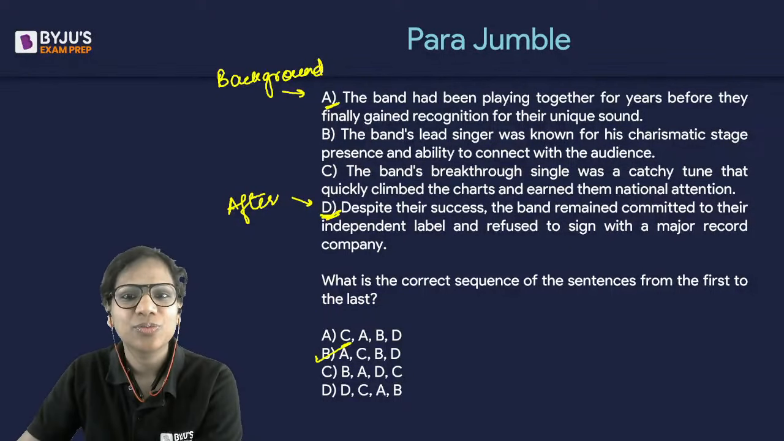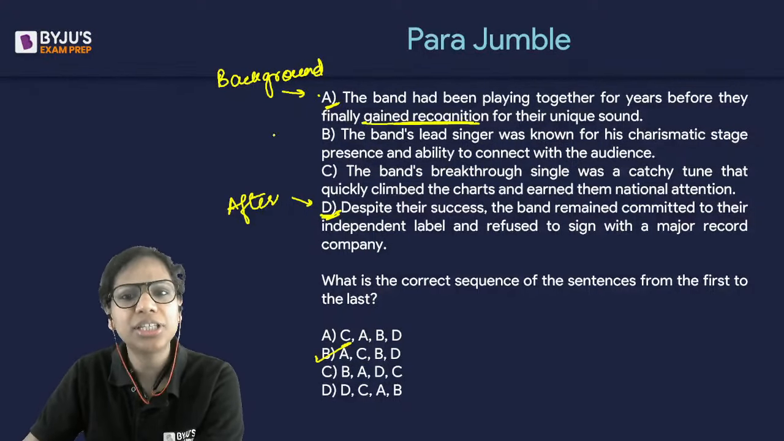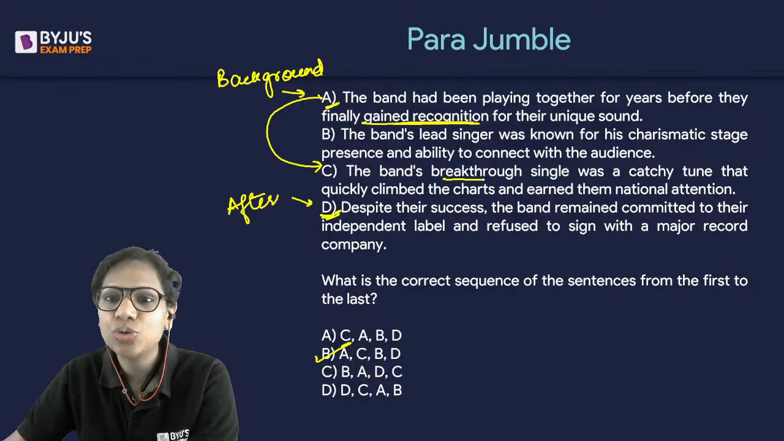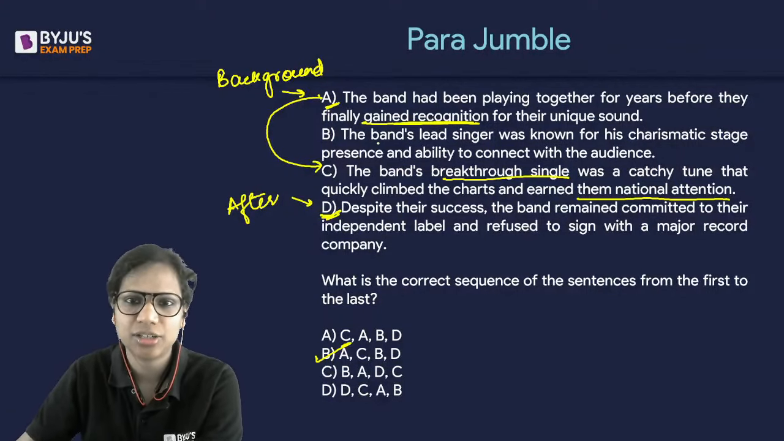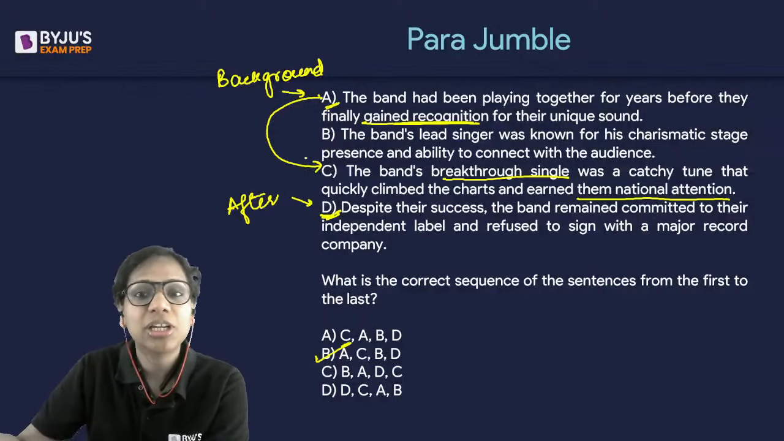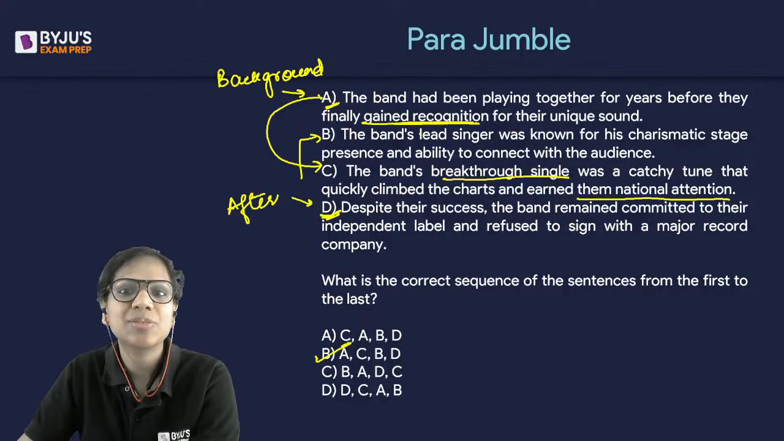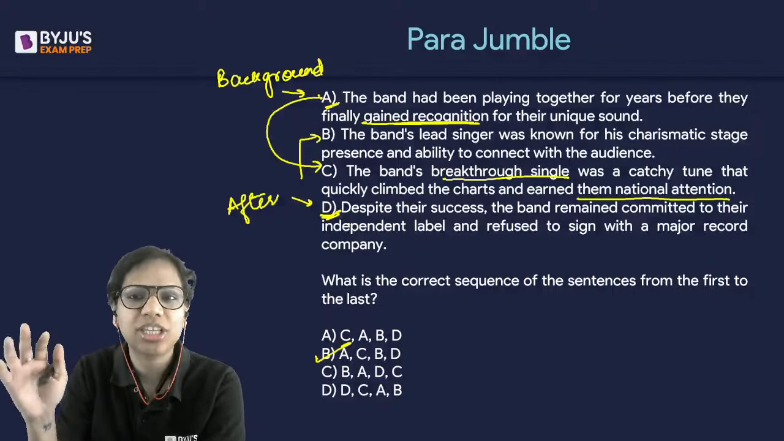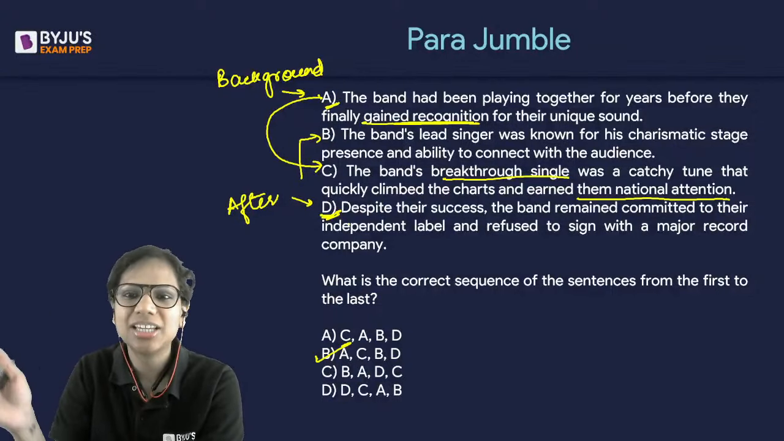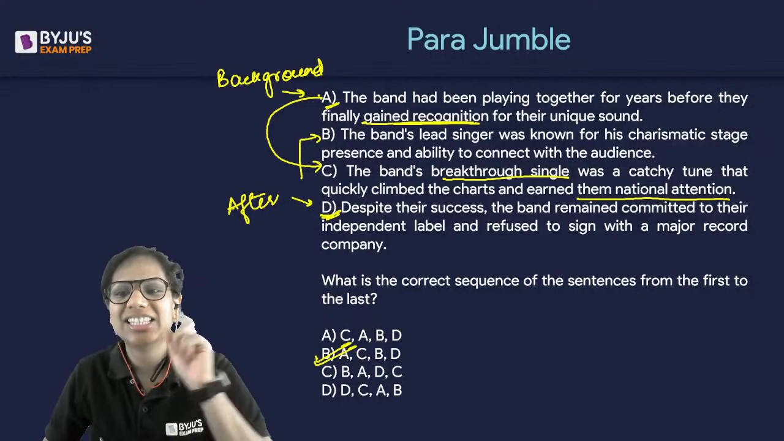So, in A, we first talk about the band's background, then we say they finally gained recognition. How did they gain recognition? The band's breakthrough single was a catchy tune that quickly climbed the charts and earned them national attention. So that's how they gained recognition. Then we talk about what else they became popular for, except their unique sound. The band's lead singer was known for his charismatic stage presence and ability to connect with the audience. So this is what they were known for. However, despite their success, despite being known for their catchy tunes, unique sound and a good lead singer, the band remained committed to their independent label. So A, C, B and D. This is the sequence here.